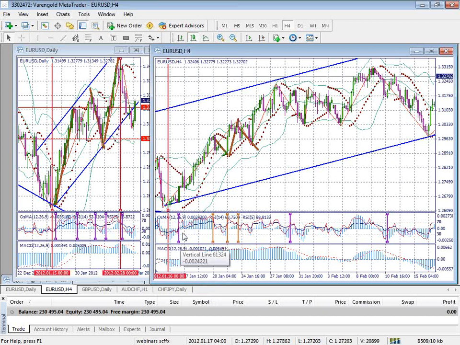The signal from daily that we have in purple, I don't know exactly the English word for this color, violet. Okay, so here is a signal for MACD. MACD is going out from the bars. The signal of MACD is going out from the bars, so we have the same signal that is a signal for buy.